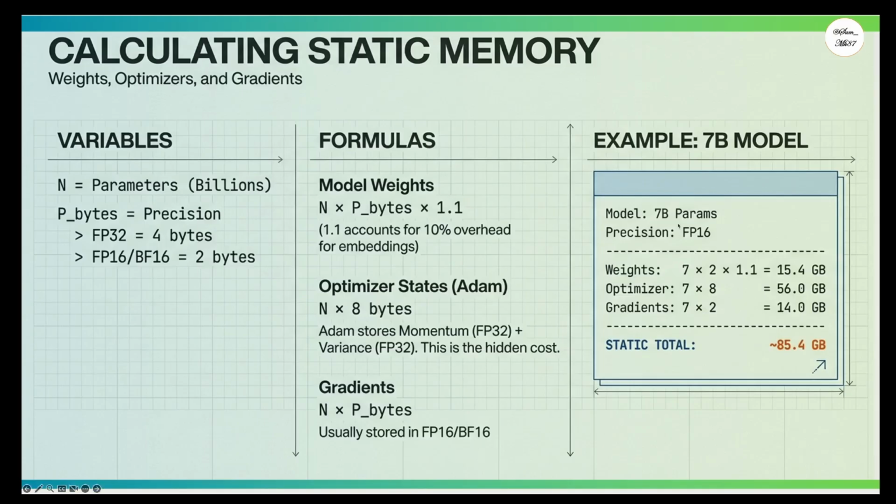So for 7 billion parameters, 7 multiplied by 2, as we said this is FP16, in total you can think of 15.4 gigabytes just for model weights. For the optimizer states, there are 2 key components, the momentum and also the variance, as you can see.